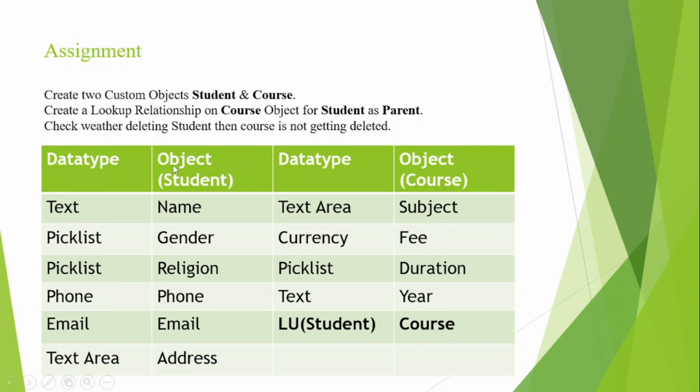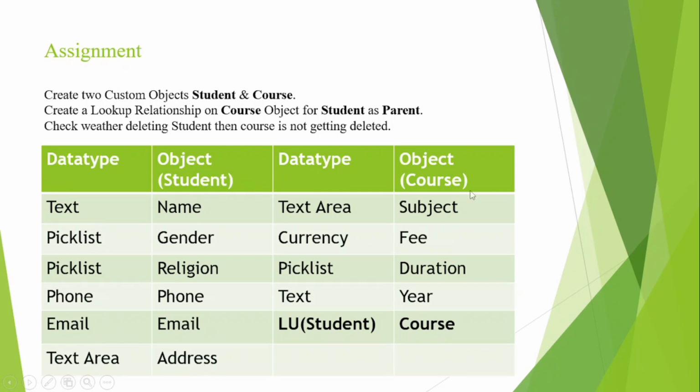So we have to create two custom objects, that is student and course. Student is having some fields like name, gender, religion, phone, email and address. While creating these fields, we have to take the data types. For name, text data type, gender, pick list data type, religion, again pick list, phone, phone data type, email, email data type, address, text area data type.